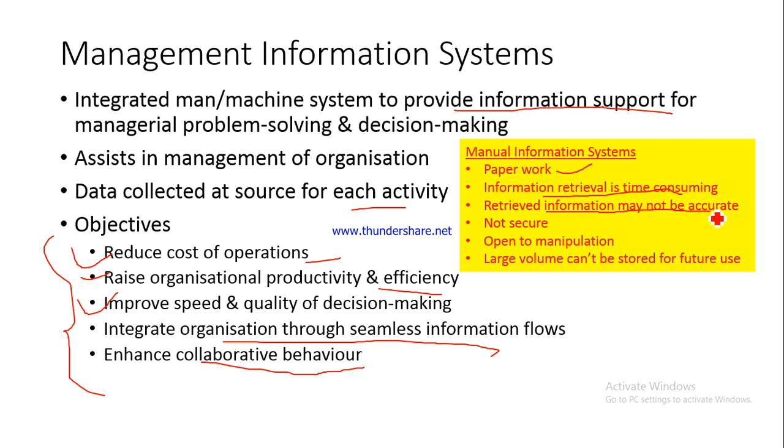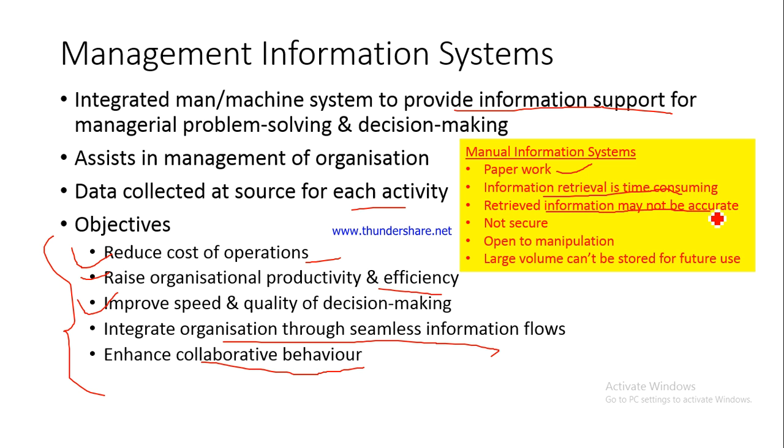Suppose I misread a particular word, or instead of writing down the name of a female student from the OBC category, I take down the name of a male student. Because I am doing it manually, I can make such mistakes, which is not possible in management information systems.